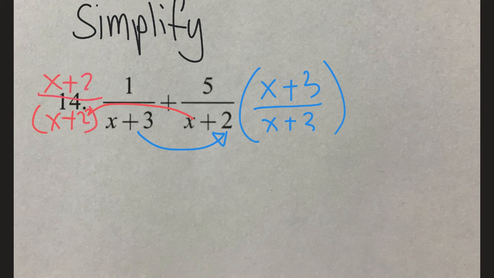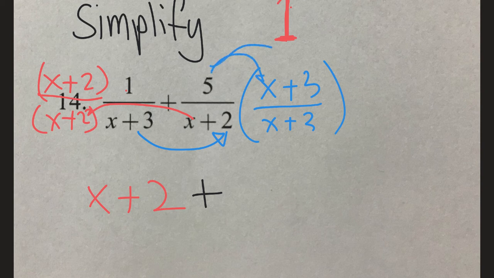You do it to the top and the bottom because mathematically speaking, we're multiplying by 1. Anything divided by itself is 1, and you're allowed to multiply by 1 because that doesn't mathematically change your number or your equation. Which is why this is mathematically legal. So we have to multiply x plus 2 times 1, which is just x plus 2. And then plus, we have to distribute the 5 into these things on the right side: 5x plus 15.